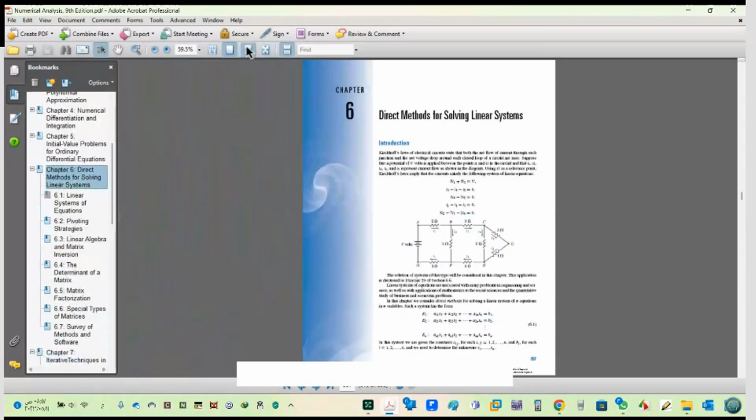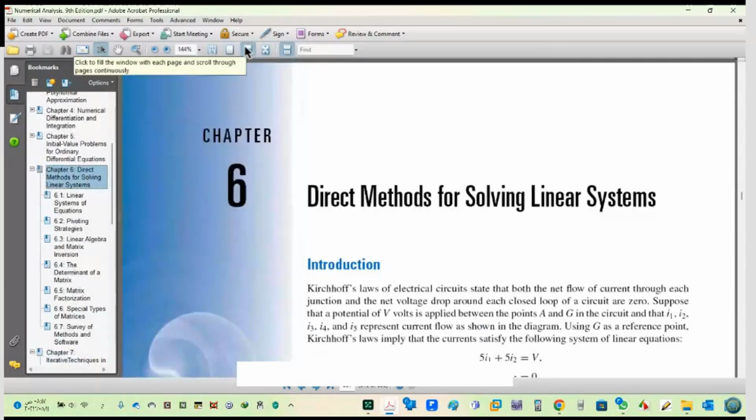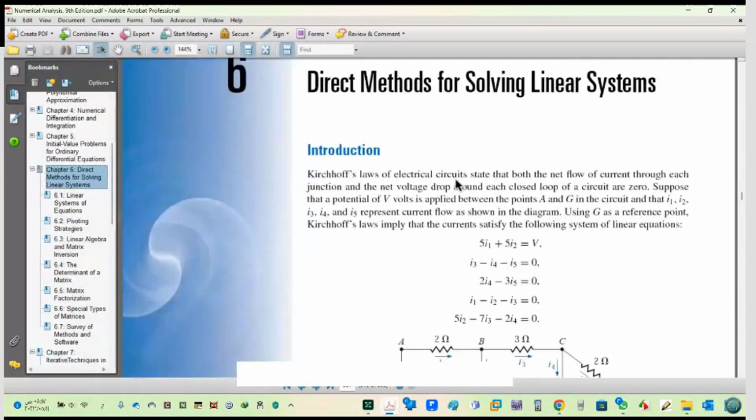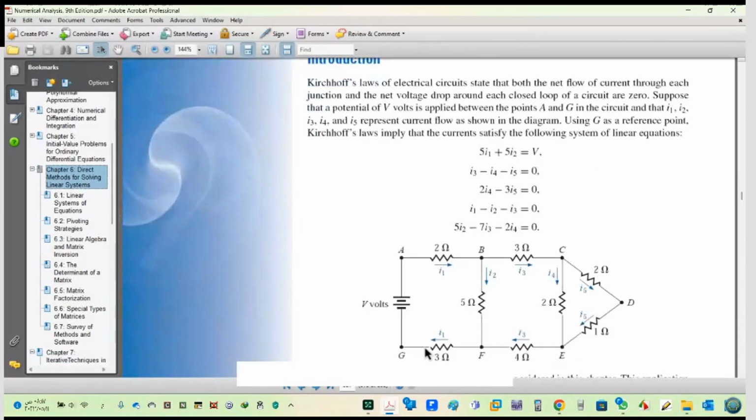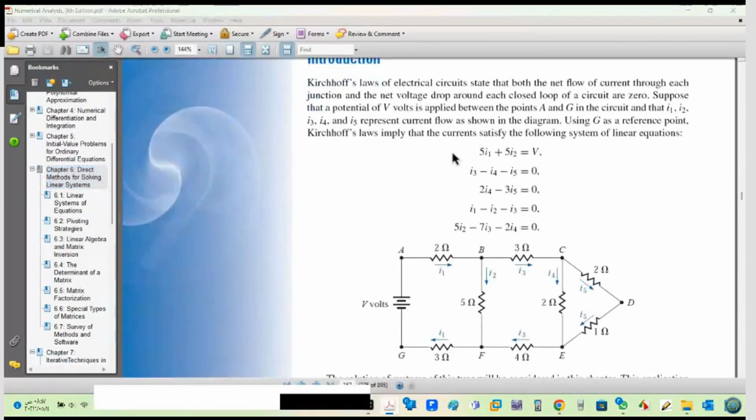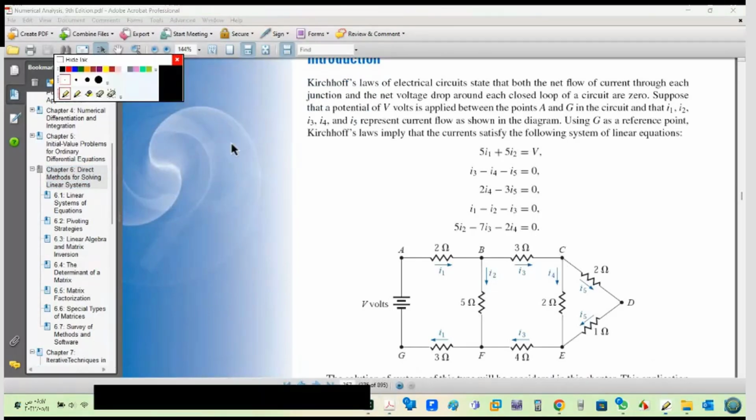In your book, there are direct methods for solving linear systems. A linear system like this one, as you saw before, has x1, x2, x3, and many equations, so you have to solve it. For this, we studied many methods.